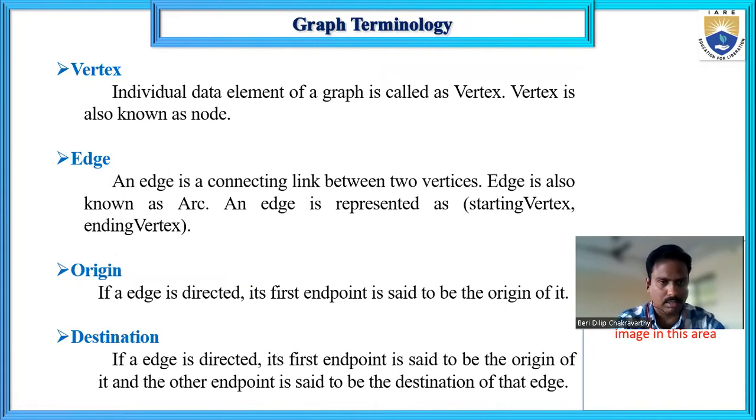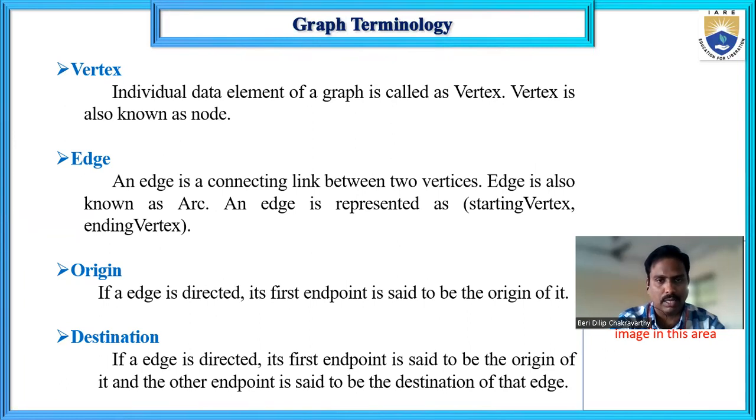There are different terms we are going to find in a graph, such as vertex. In the above graph, as I said, A, B, C, D are vertices. Here, an individual data element of the graph is called a vertex. Vertex is also known as node. Sometimes we call a vertex a node. Then an edge is a connecting link between two vertices. If there are two vertices and we join those two, we call it an edge. Edge is also known as an arc. Sometimes we call it an arc also.